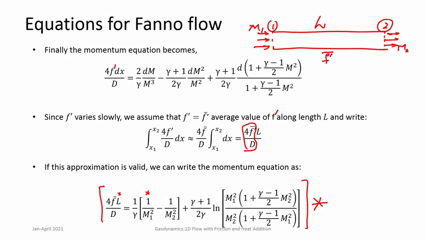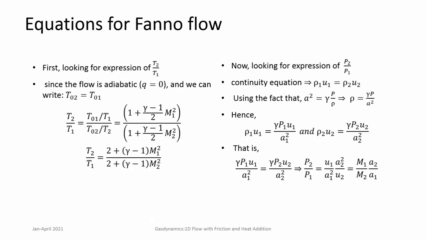So, iterative tools may be needed, but a different approach is used when actually solving these problems, which we will discuss in a moment. Before we go there, let us look at the variables of the flow. We are looking for what happens to temperatures, T2 by T1, P2 by P1, all these various things. So, we look at T2 by T1 first, because the flow is adiabatic, T02 is equal to T01.